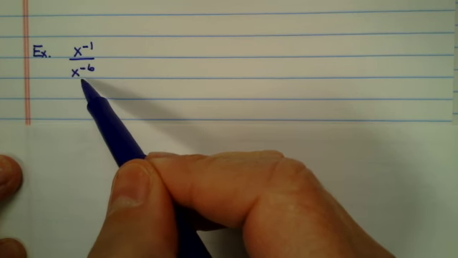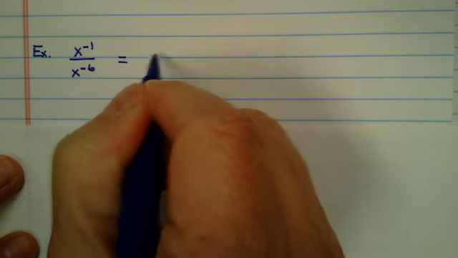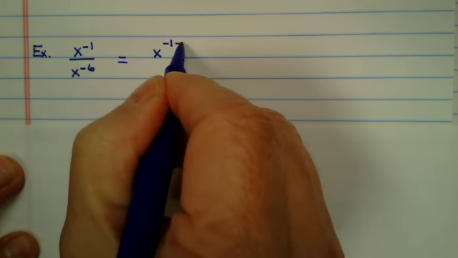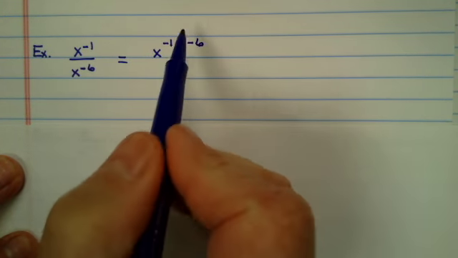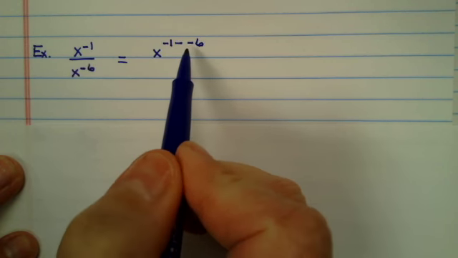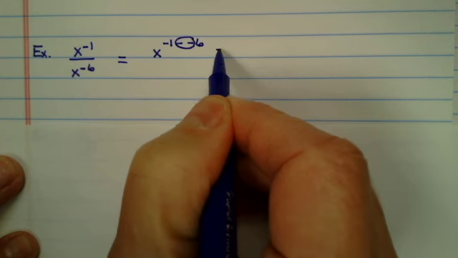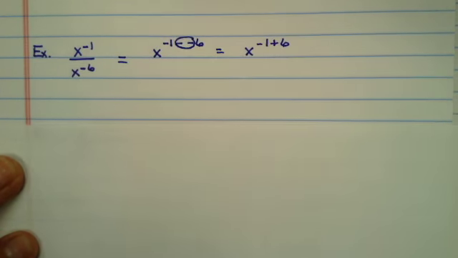When I divide, I need to subtract my exponents. For this problem, that's going to be -1 minus a -6. This is a situation where I have two negative signs beside each other. That means I need to multiply these two negatives and change it to +6.